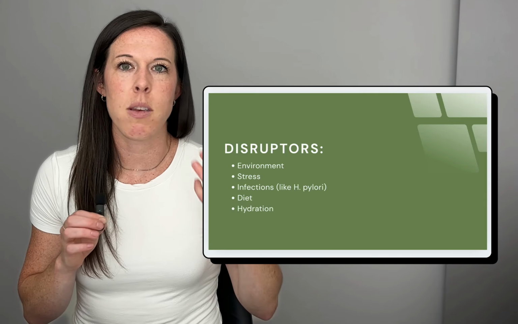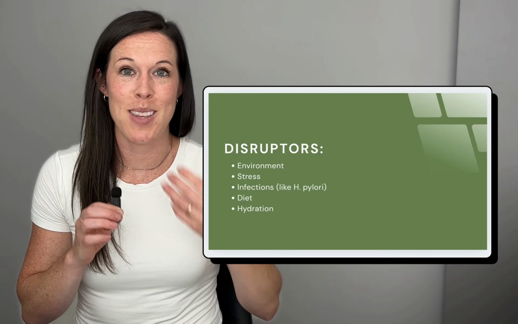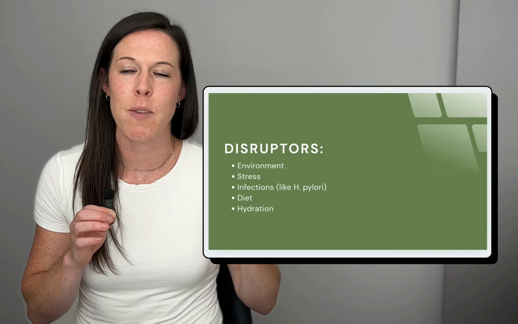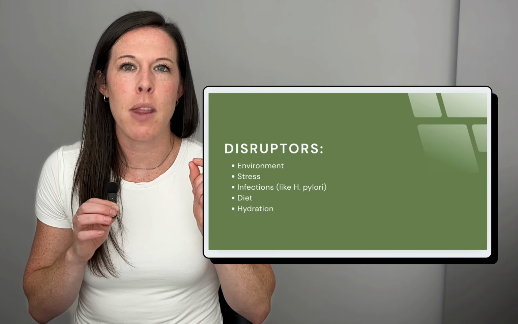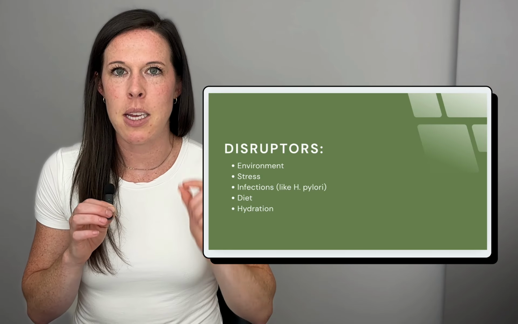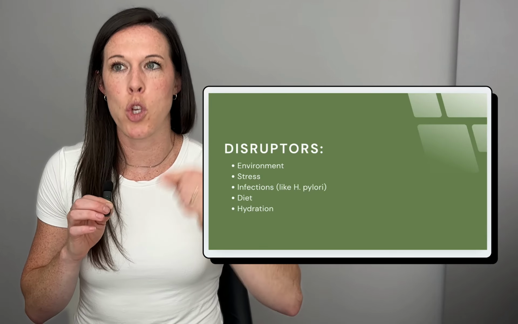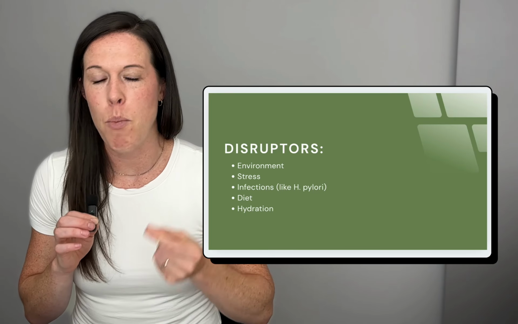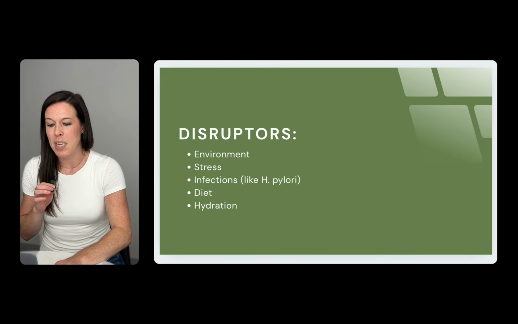Like most things, diet is going to affect all parts of our digestive system, because when we eat food, it travels down the tube. So it's going to affect different parts of it. And then hydration. When it comes to hydration, one of the things we have to think about specifically is that stomach acid is a liquid. Therefore, hydration, or lack thereof, can impact our stomach acid production. So those are things that can disrupt it.